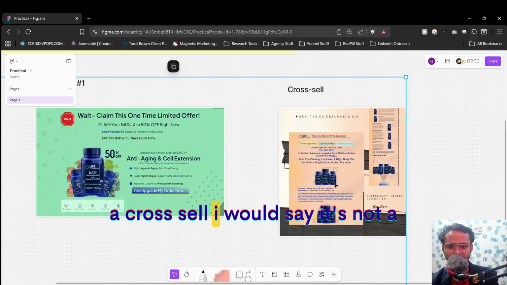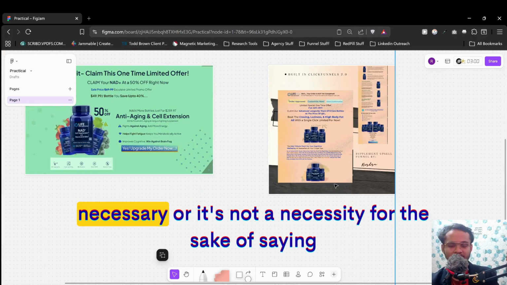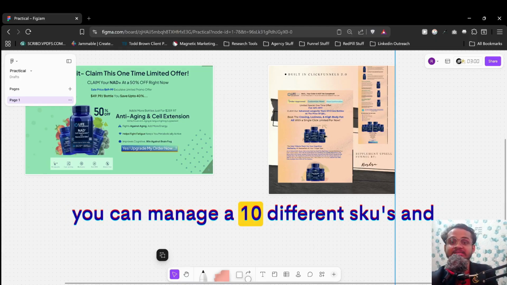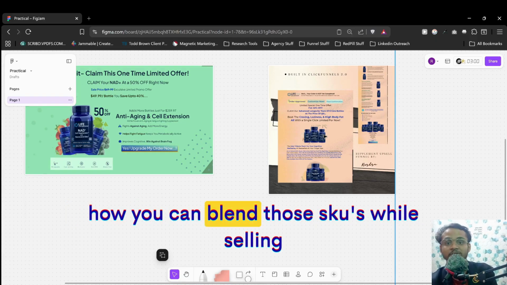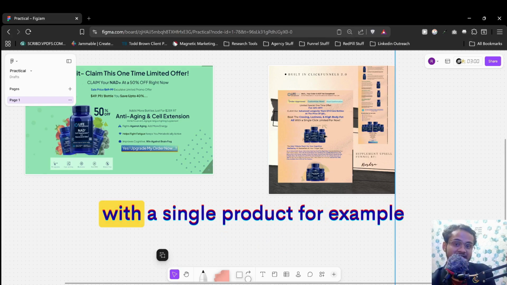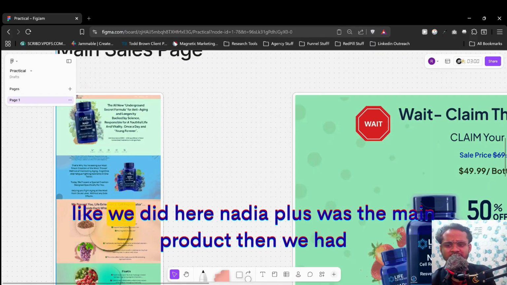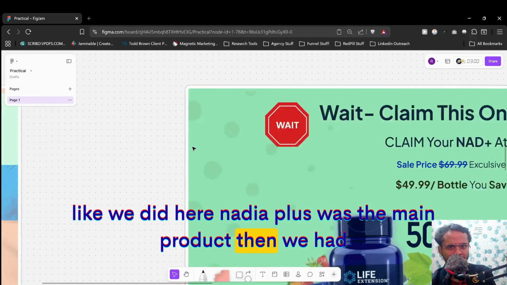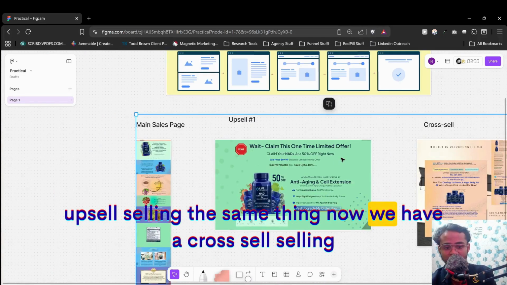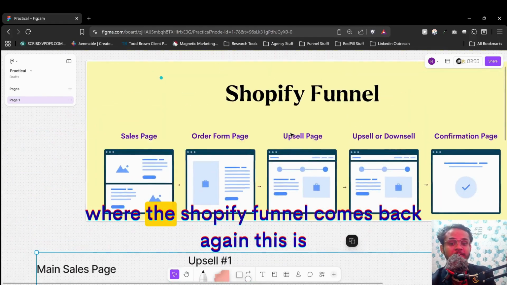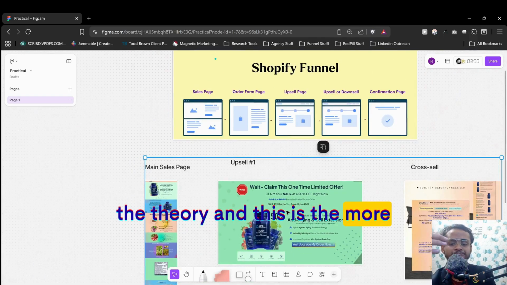And then we have a cross sell. I would say it's not a necessity, but a cross sell is a good example of how you can manage 10 different SKUs and how you can blend those SKUs while selling with a single product. For example, just like we did here, NADA plus was the main product, then we had an upsell selling the same thing. Now we have a cross sell selling something different, and that's how you nail it. And that's where the Shopify funnel comes back again. This is the theory, and this is the more practical part.